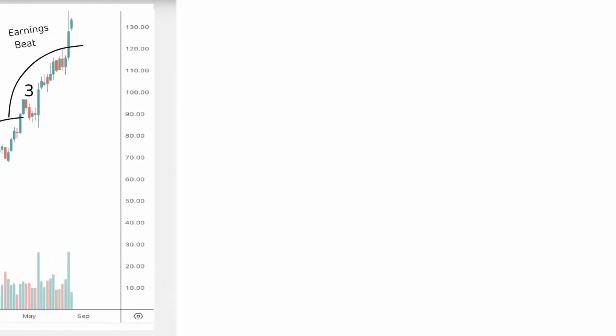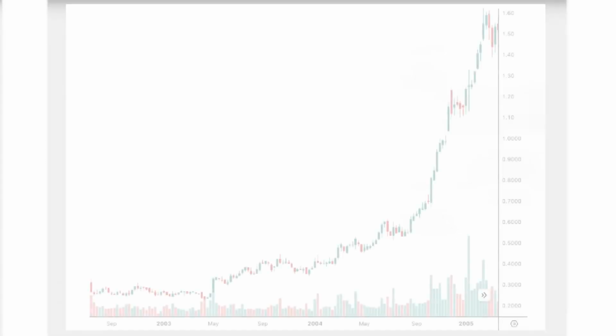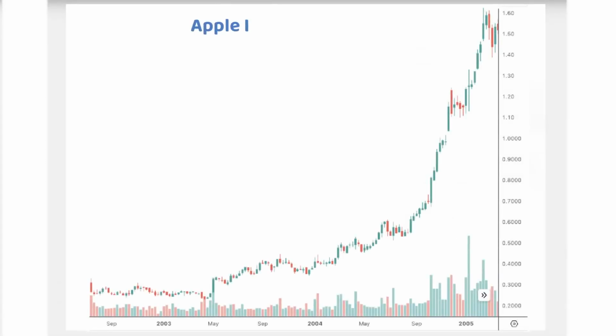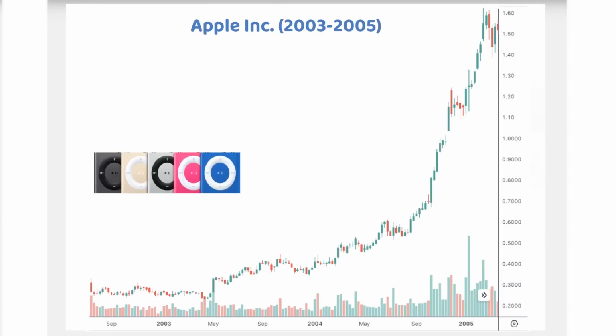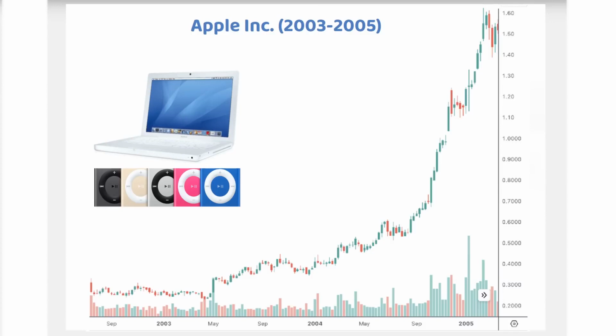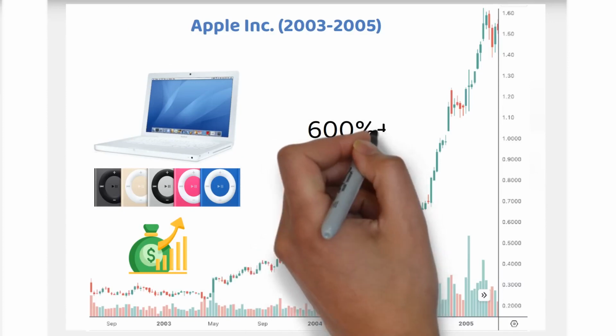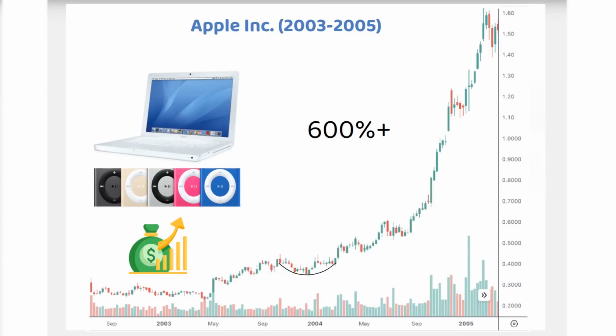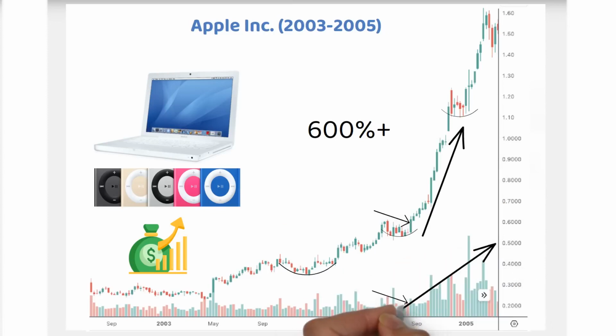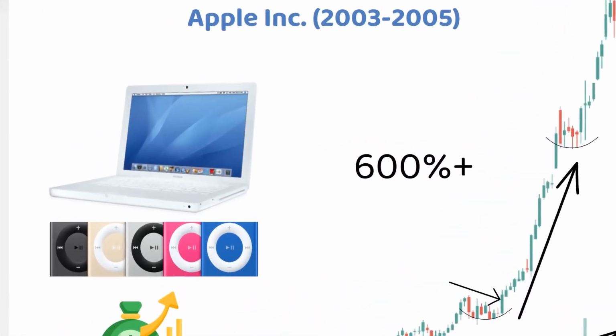Let's now jog a little bit back in history to look at one of the best stock market performers of the last couple of decades. Here is the weekly chart of Apple Inc. from 2003 to 2005. The company was riding high on the success of iPod and MacBooks that led to the huge increase in earnings. The stock jumped 600% in a short time, making small bases throughout the move displaying similar characteristics that we discussed earlier in the video. There were more up weeks than down weeks, higher up volume than selling volume, and a shorter base size due to significant change in fundamentals.